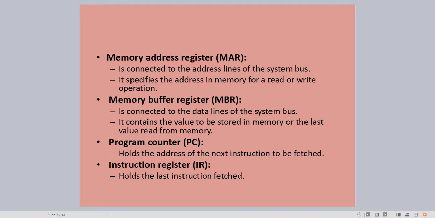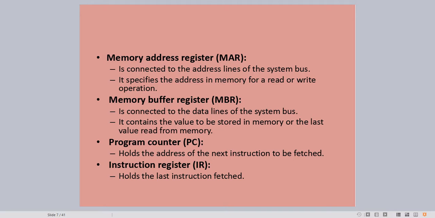The memory address register, MAR, is connected to the address lines of the system bus. It specifies the address in the memory for a read or write operation. The memory buffer register, MBR, is connected to the data lines of the system bus. It contains the value to be stored in the memory or the last value read from the memory.